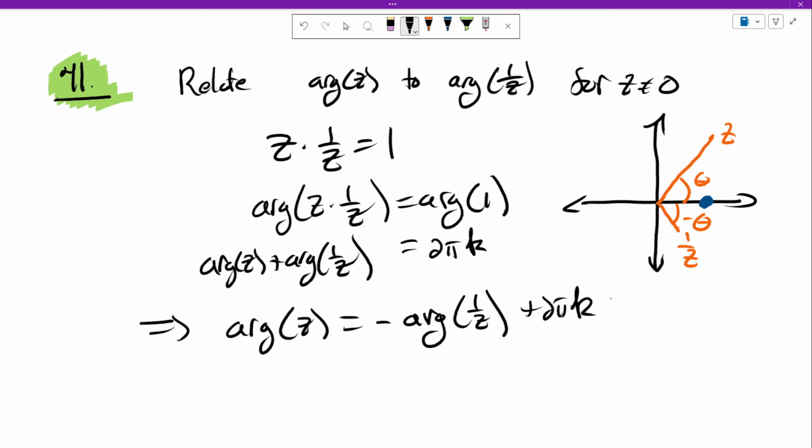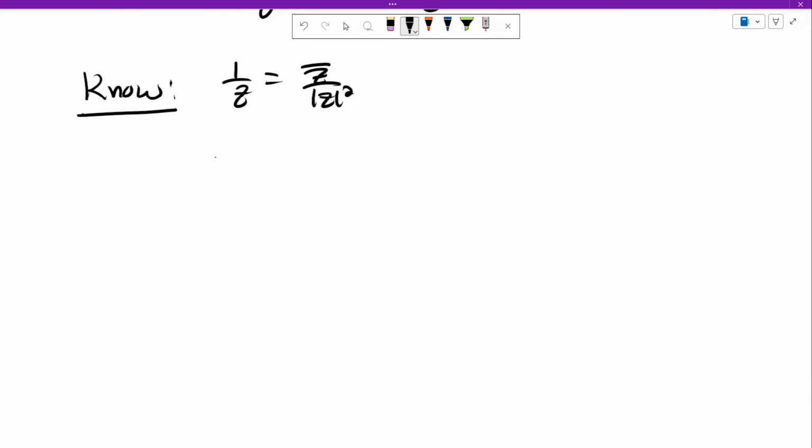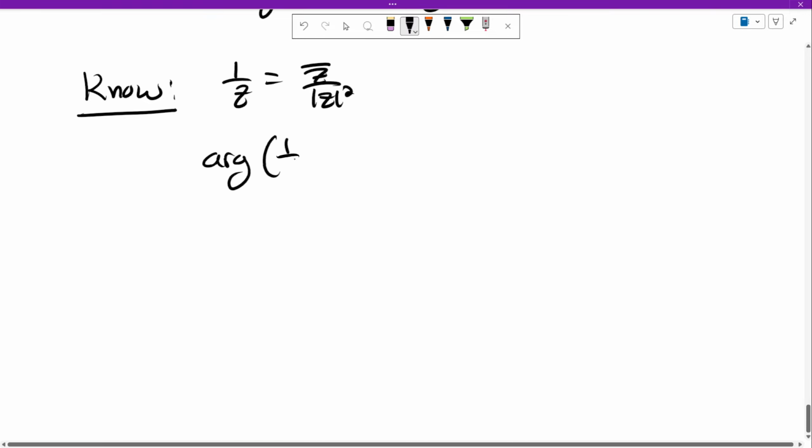We derived a formula for 1 over z already. And the formula said that 1 over z is z bar over modulus z squared. So we know this formula already. It's how we computed reciprocals a while back. So what this tells us is that the argument of 1 over z is the argument of z bar over a real number. This is just a real number.